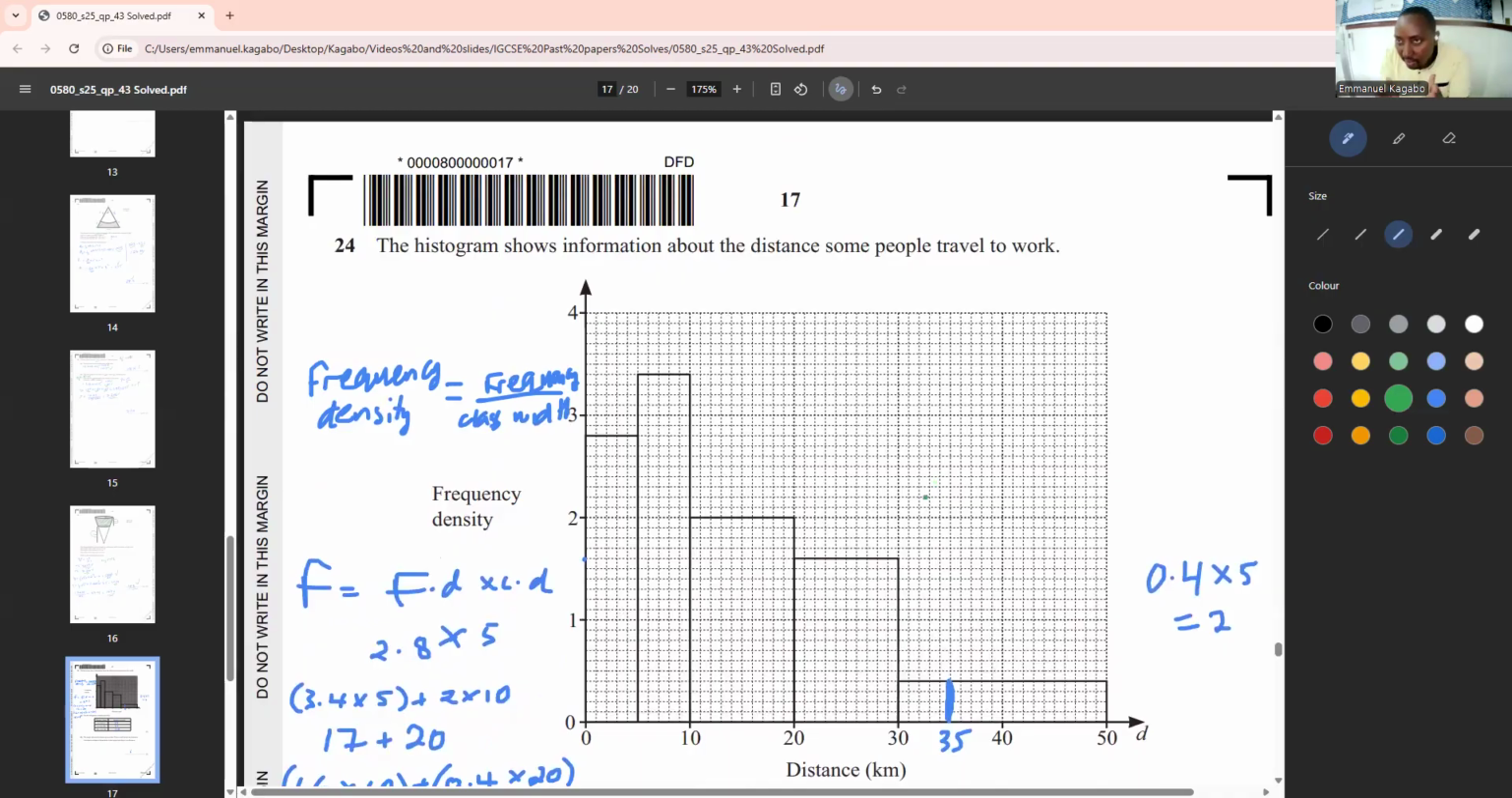So whenever you hear histogram, one thing that should come to your mind is what we call frequency density. Because a histogram is drawn with frequency density on the y-axis against class limits, or class boundaries. And frequency density is always given by frequency over class width. Frequency density equals frequency over class width. Okay, fantastic.